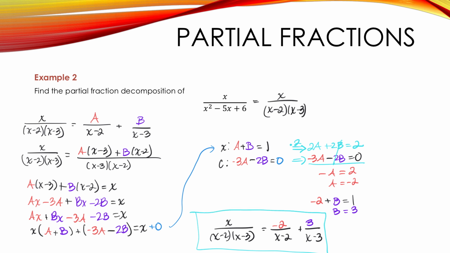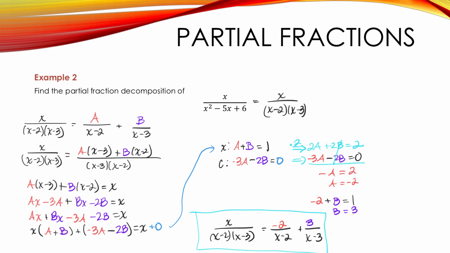And that is our partial fraction decomposition. And once more, you can multiply the right-hand side to double check that it does equal the left-hand side. And when we do negative 2 times the quantity x minus 3 plus 3 times the quantity x minus 2, we do indeed get back x.